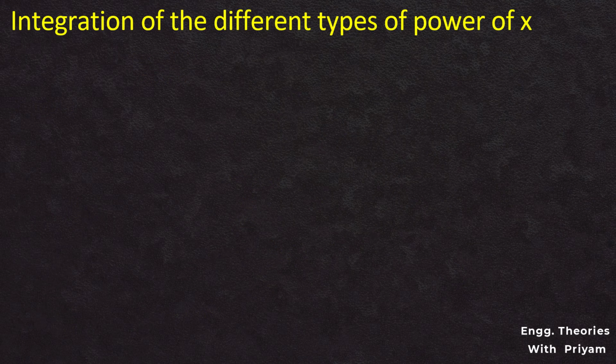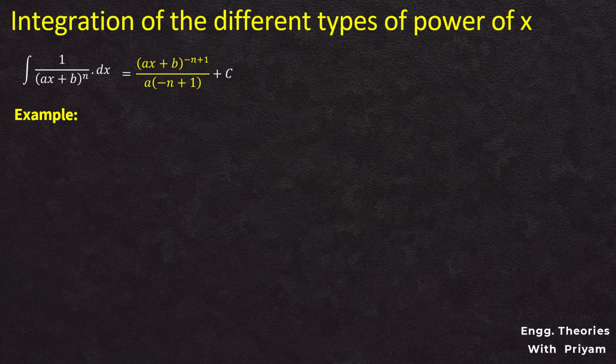Again, let's say we need to integrate the function 1 by ax plus b to the power n with respect to x. Then the result of the integration will be integration of 1 by ax plus b to the power n dx is equal to ax plus b to the power minus n plus 1 divided by a into minus n plus 1 plus the integration constant c. This formula is only valid when the power of x is equal to 1 and there is no other x term available in the numerator or denominator.